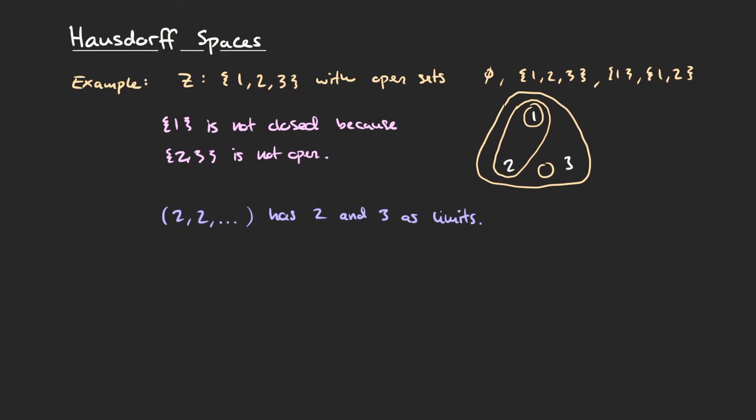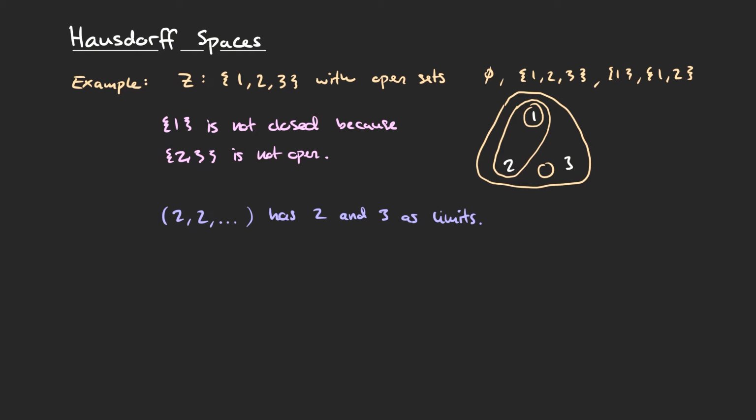However, 3 is also a limit of the sequence because the only open set that contains 3 is the entire space. So 3 only has one neighborhood, namely the entire space, and in this case also every element of the sequence lies within the entire space. Hence, by definition, 3 is also a limit of this constant sequence at 2.